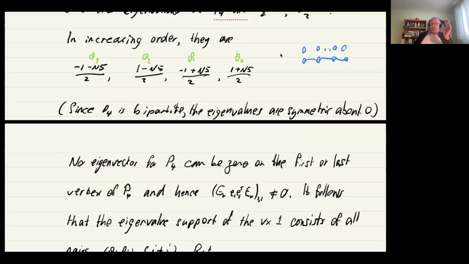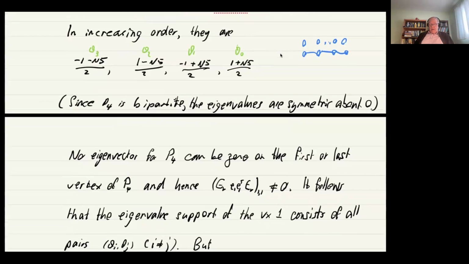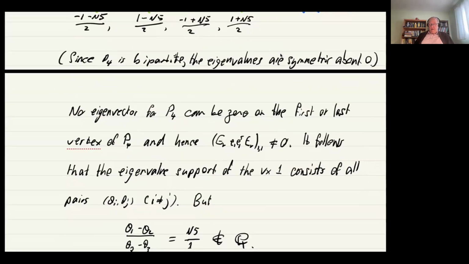So in particular, since we can scale eigenvectors for free, I can assume my eigenvector has first entry equal to 1. But the important thing is it's not 0. And so it follows that no eigenvector for P4 can be 0 on the first or last vertex. And so in particular, we get this. The point is that E_r applied to e_1 is an eigenvector.